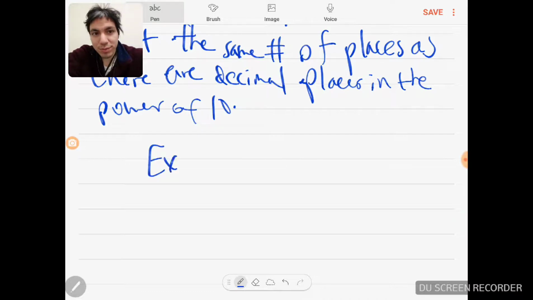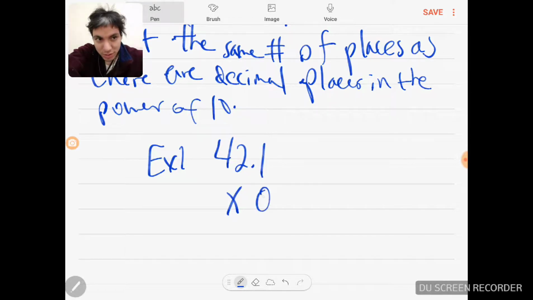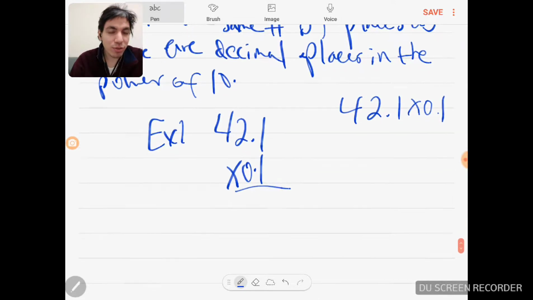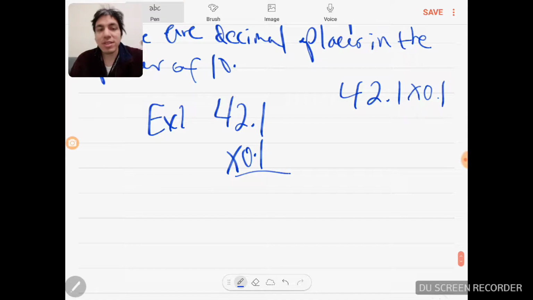So for example, if I have 42.1 times 0.1, right? So we'll have the shortcut on this side, but let's work it out the long way first to really dive into this and understand what are we doing. So 1 times 1, 1. 1 times 2, 2. 1 times 4, 4. So I'm done with the 1. I don't have to do that ever again.